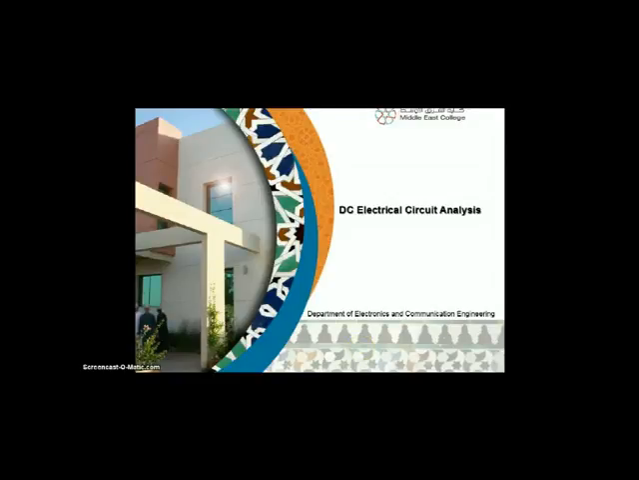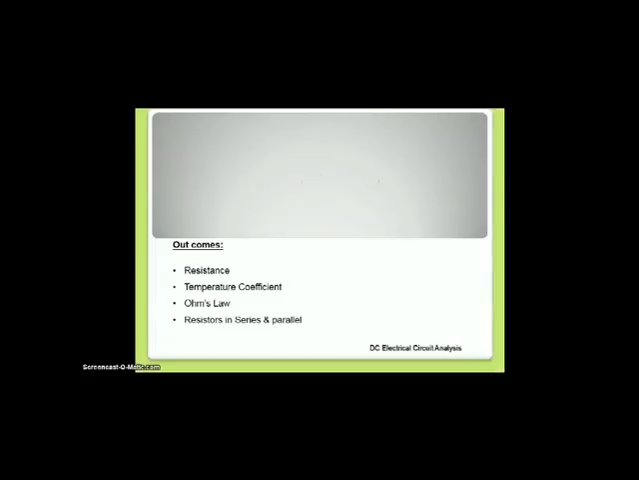Welcome all to the first unit of the module DC Electrical Circuit Analysis. The first unit is Basic Concepts. Here we discuss resistance, factors on which the resistance depends, temperature coefficient, Ohm's law, and the most important topic, resistors connection in series and parallel. To begin with, the first topic, resistance.